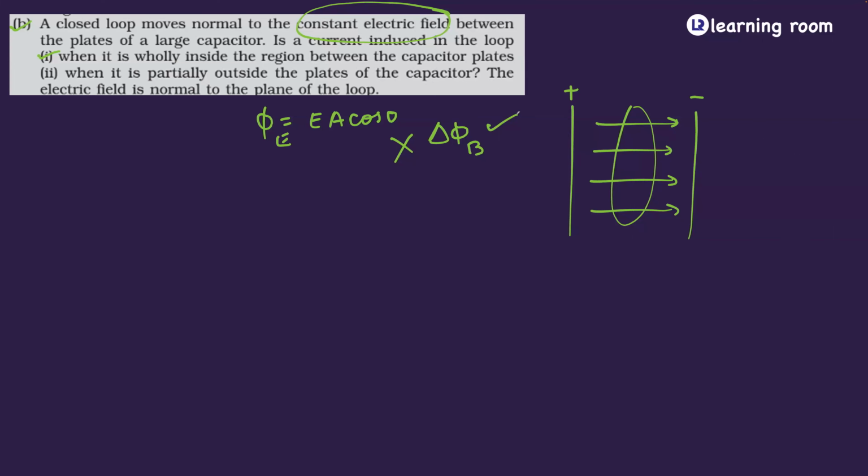A closed loop moves normal to the constant electric field between the plates of a large capacitor. Is current induced in the loop? Answer is no. However you are going to place it, answer is no, because change in electric flux can never induce EMF at all. That is the answer. Am I clear with this? Right? So they would have asked another question also. When it is partially outside the plates of the capacitor, whatever situation you place, it's not going to get affected at all.